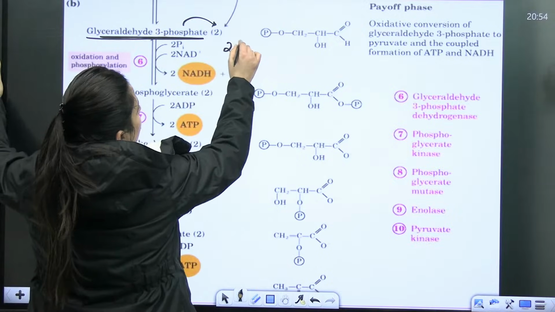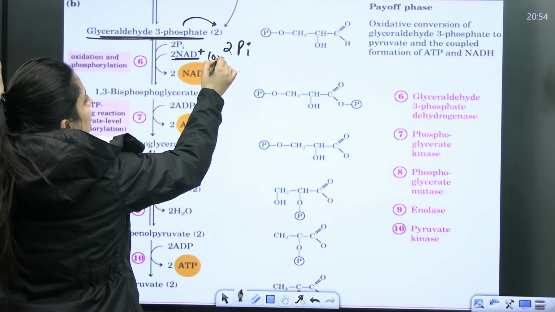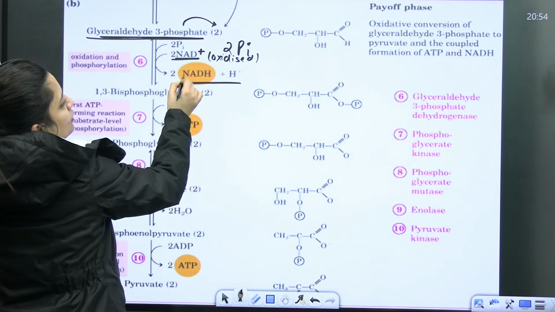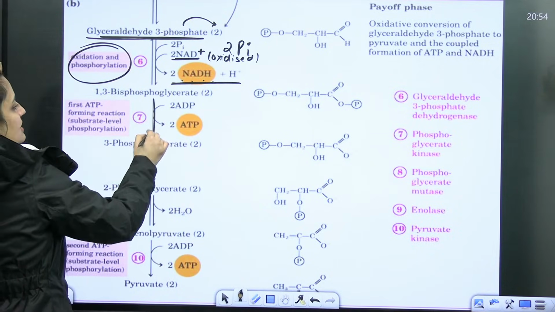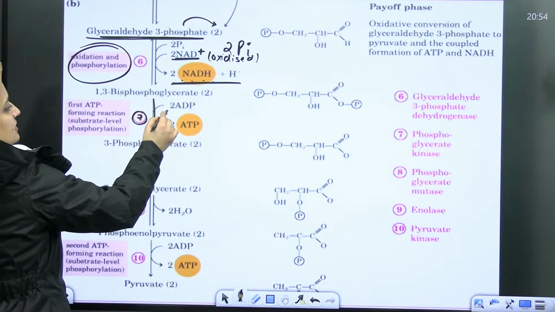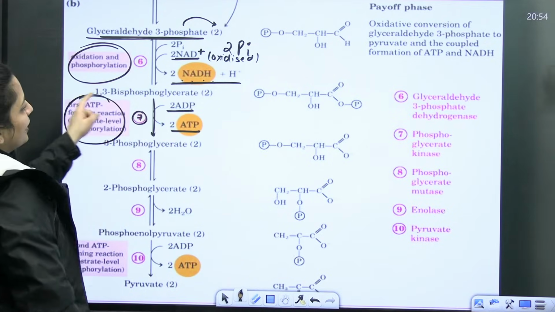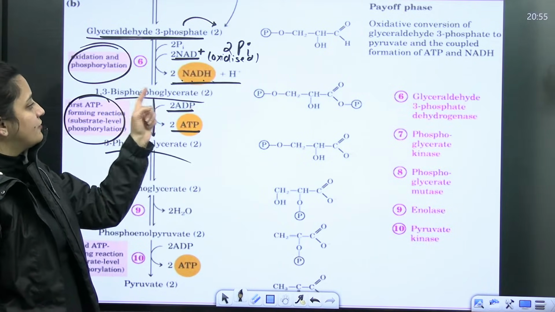So yes, that's how you write the inorganic phosphate. To this, NAD is oxidized, so it is reduced here to NADH2. So oxidation and phosphorylation is occurring. 7th step again, irreversible. So 2 ATP are formed. This is the substrate level phosphorylation from 1,3-bisphosphoglycerate. You have 3-phosphoglycerate. So this phosphate will go here.